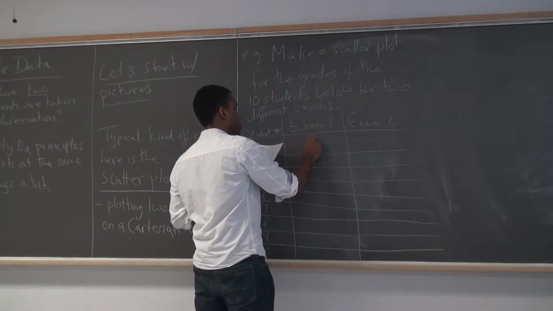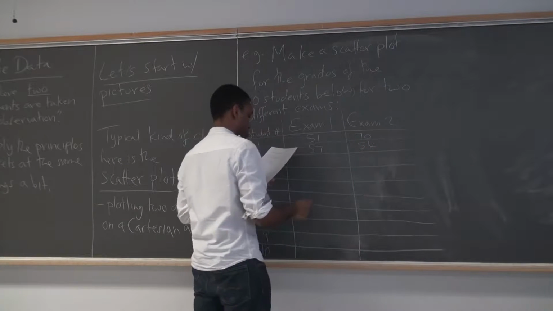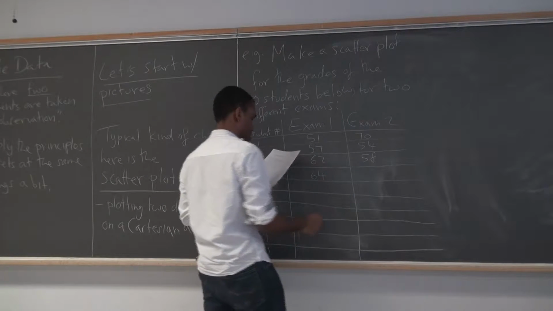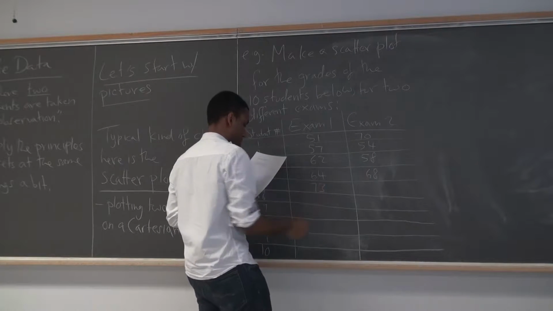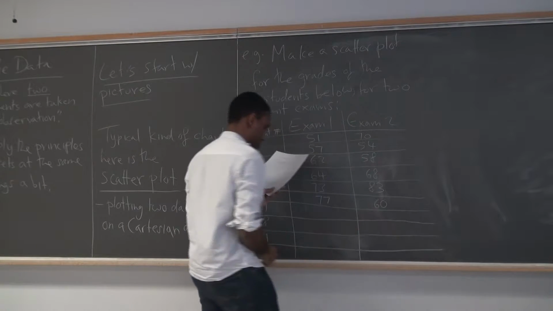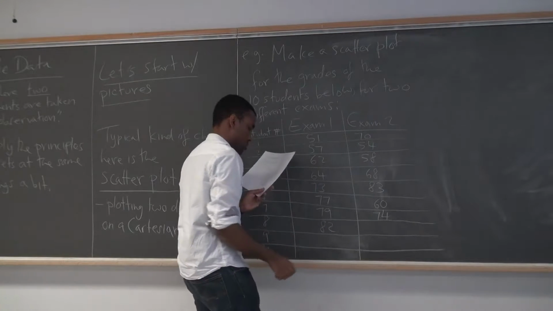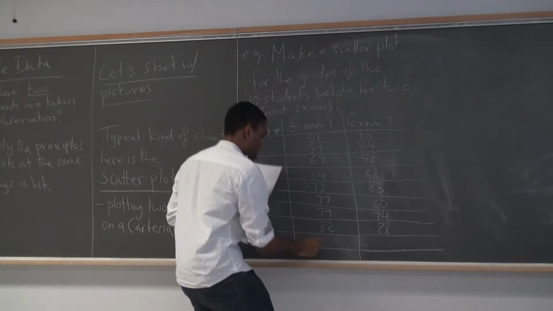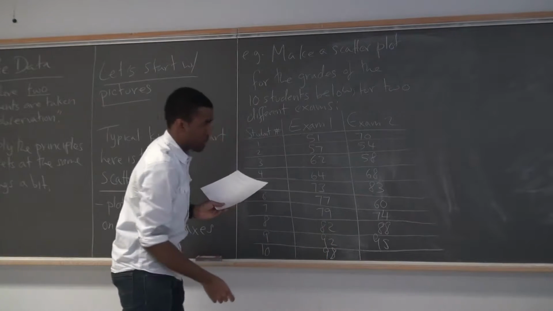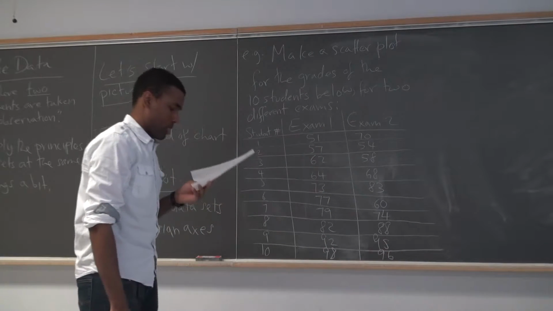So let's say this first student got a 51 on the first exam and 70 on the second, 57 and 54, 62 and 58, 64 and 68, 73 and 83, 77 and 60, 79 and 74, 82 and then 88, 92 and then 95, 98, that's a 98, hopefully you can see that, and this one is a 96. So it got squished up there.